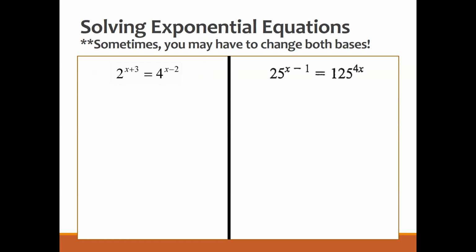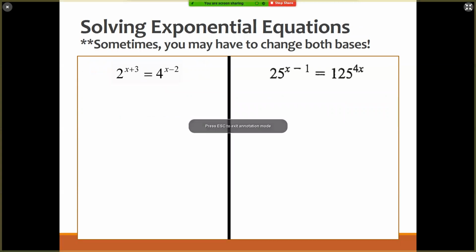Sometimes you have to change both bases. So notice for the question on the left, I have bases of 2 and 4. To get the same base, I conveniently can rewrite 4 to be a base of 2, so I can get those to match. But when I go to the question on the right, I can't rewrite 125 as a base of 5. Because if I take 5 to the first, it's 5, and 5 squared is 25, way under 125. So on that question on the right, we're going to have to rewrite both bases because we can't rewrite one to be the other. So we're going to work through the problem on the left first.